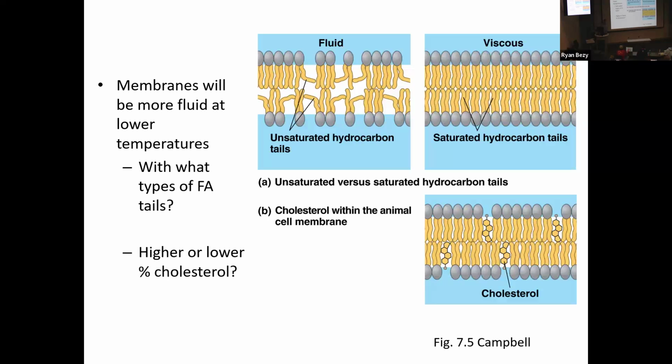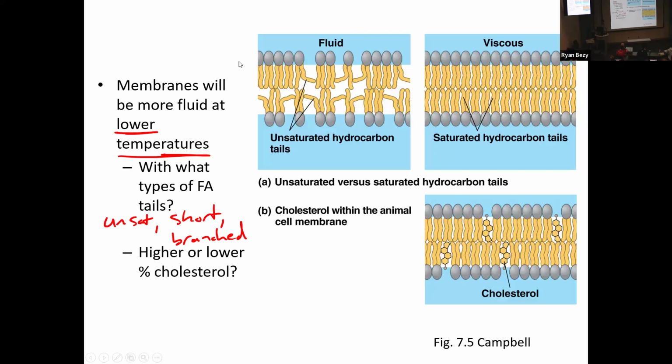All right, membranes will be more fluid at lower temperatures. At lower temperatures, how would membranes increase their fluidity? What kind of fatty acid tails are they going to use at low temps again? Unsaturated, short, and branched. So again, at lower temperatures, they're going to increase membrane fluidity by using unsaturated fatty acids, shorter fatty acids, and branched fatty acids.